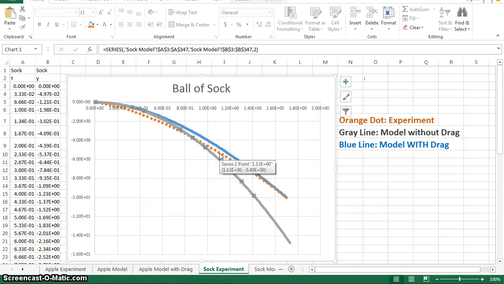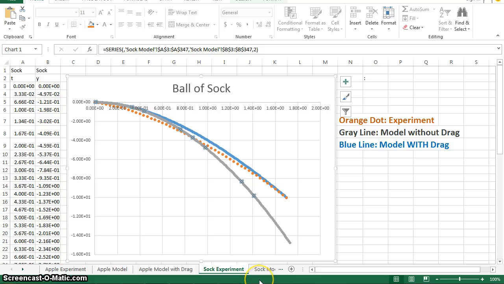So predicting the drag force wasn't the same as the apple experiment in that it's not as close to the actual experiment, but it ends in the same point. And so even though it wasn't like the apple experiment, it still predicted very closely.